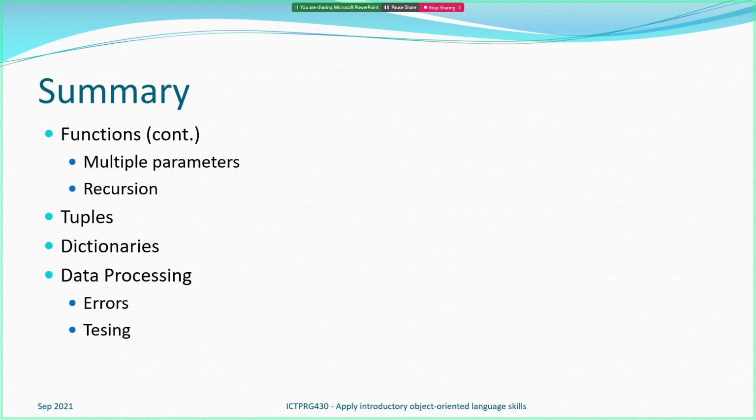So, in summary, we went through the fact that functions can have more than one variable. Well, it's not variable, parameter. So, recursions, tuples, the dictionaries, and data processing.